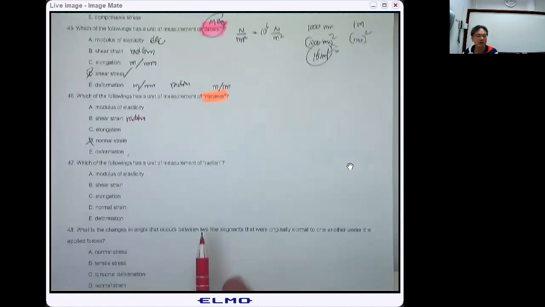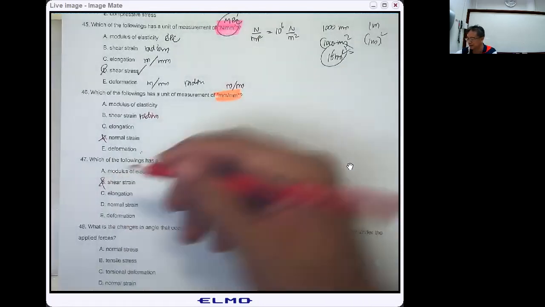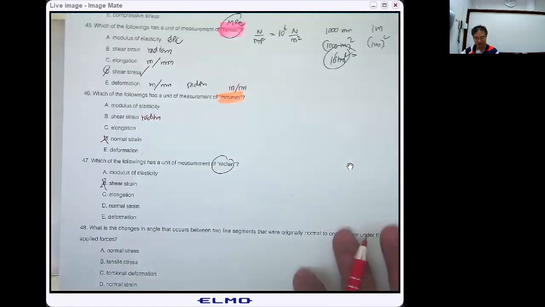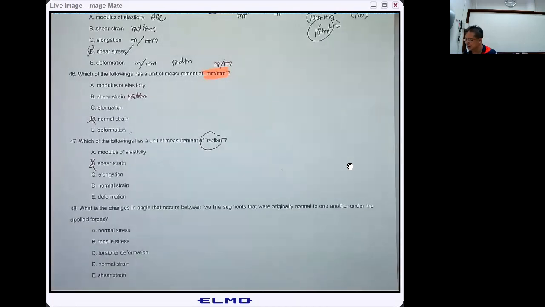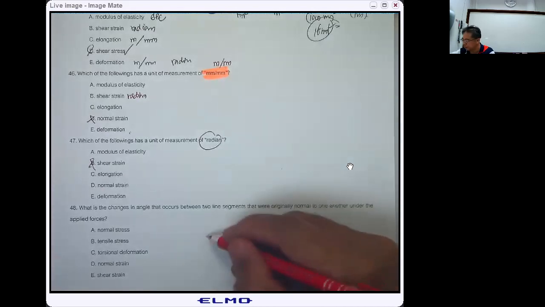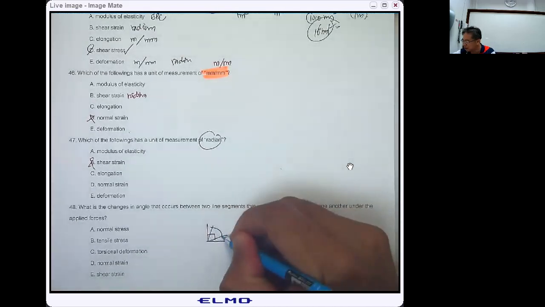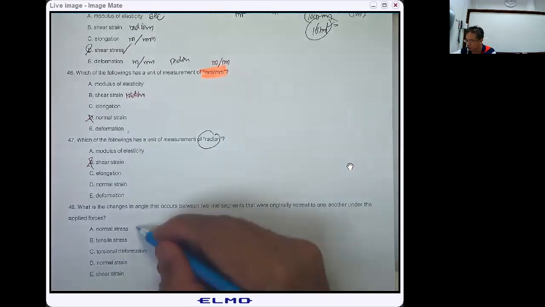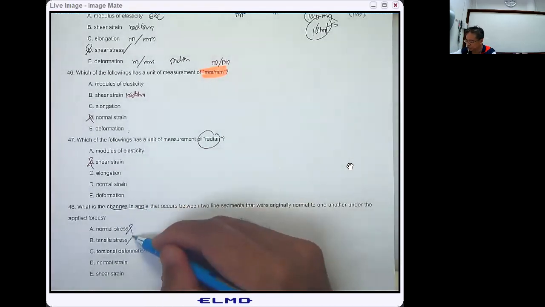And 47, which of the following has the unit of radian? As we showed, this is going to be the shear strain. Okay. And 48, which is the change in angle that occurs between two line segments? Before this is going to be normal, and then after the application of the force, this is going to change the angle into this. So no, it's not stress. This is the change in angle, not stress.